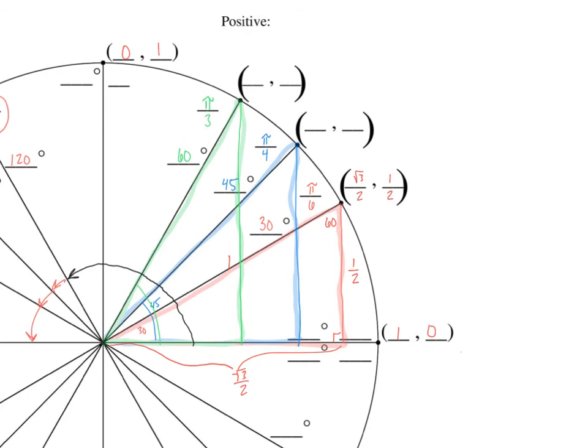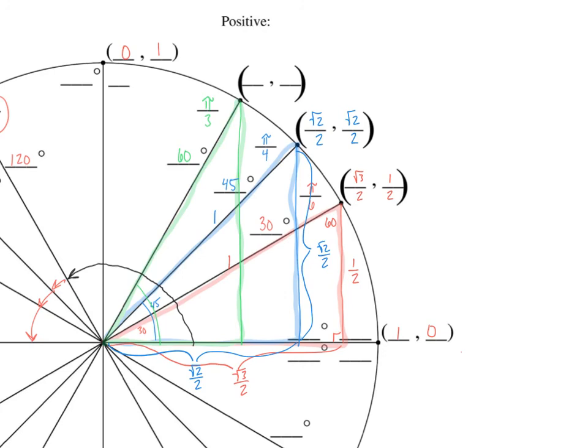And in the same way, we can label the blue triangle, right? Our 45, 45, 90. We know that its side lengths are radical 2 over 2, and the same with this one, radical 2 over 2, because the hypotenuse has a length of 1. So that means this is the point radical 2 over 2, radical 2 over 2.